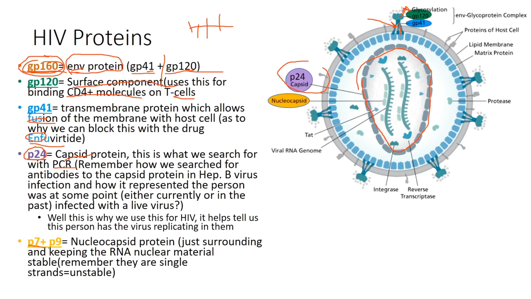Also, P7 and P9, these guys make up the nucleocapsid protein, which just surrounds the RNA found within here. Remember, when you have single-stranded RNA or DNA, it's not very stable. RNA is a little bit more stable than DNA, however, but it's still not that stable. So we want to cover it up and protect it, and that's with our little nucleocapsid proteins, and that is P7 and P9.